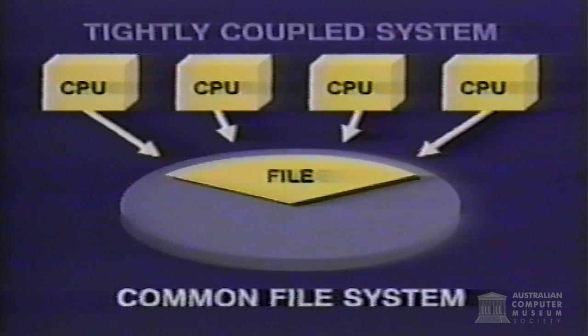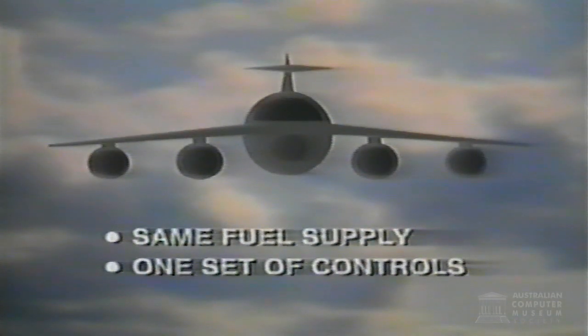And the processors maintain a common file system. In other words, the CPUs can access and use the same files of data. A system of tightly coupled CPUs is similar to this multi-engine aircraft. The engines work together. They share the same fuel supply and are operated by one set of controls.